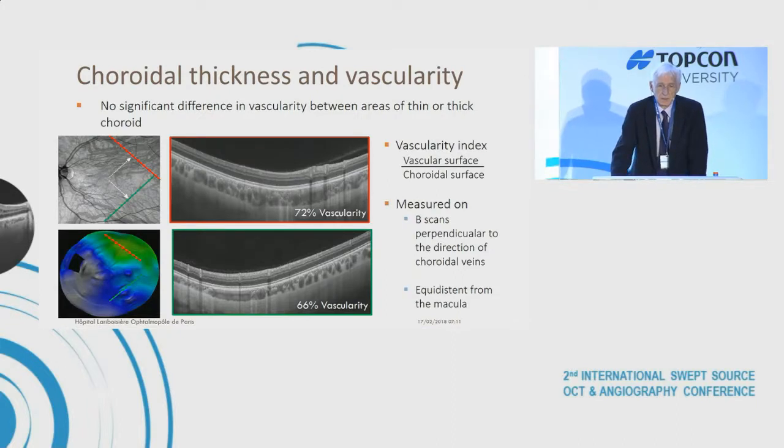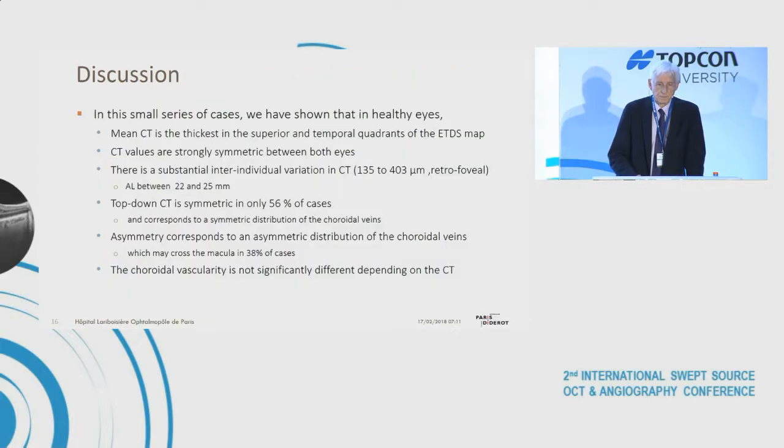We look also at the relationship between choroidal thickness and vascularity, and there was no significant difference in vascularity between areas of thin or thick choroid. We call vascularity index the ratio between the vascular lumen surface and the choroidal surface, measured on B scans, perpendicular to the direction of choroidal veins and equidistant from the macula.